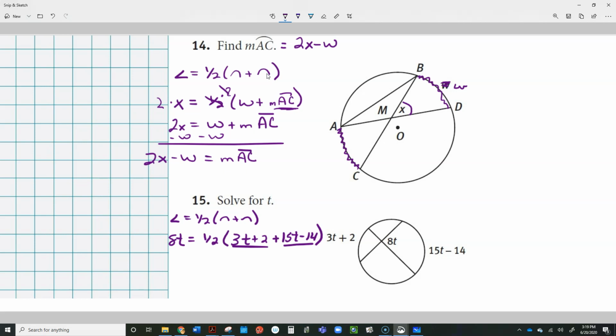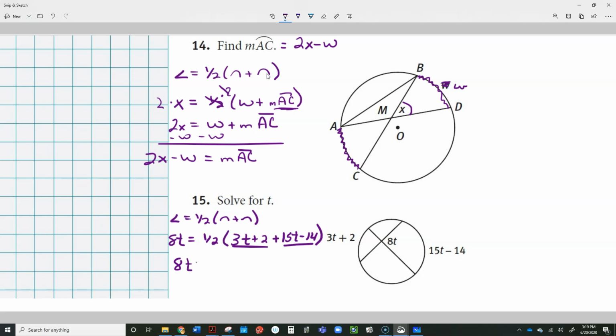Okay, last one. We're going to solve for t. We have to start off with the relationship between these things. The angle is equal to half the sum of the arcs. So I just did a substitution. What goes in for the value of the angle? 8t. Bring down the 1/2. One of the arcs is 3t plus 2. The other arc is 15t minus 14.